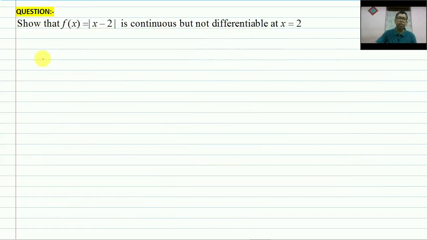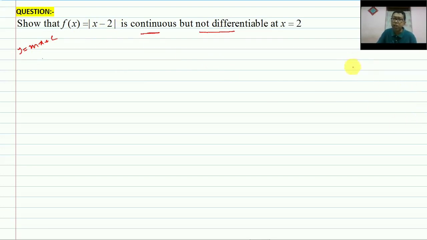Next, this is our last discussion. f of x is equal to modulus of x minus 2 is continuous but not differentiable at the point x is equal to 2. First of all, I want to draw this one, and then mathematically we shall show. If you want to draw the curve for x minus 2, it is of the form y is equal to mx plus c, where m is equal to 1, x minus 2, mx plus c. So what will be the curve?